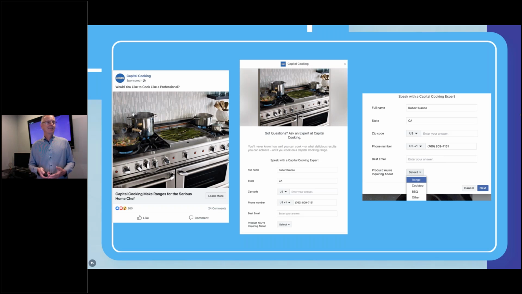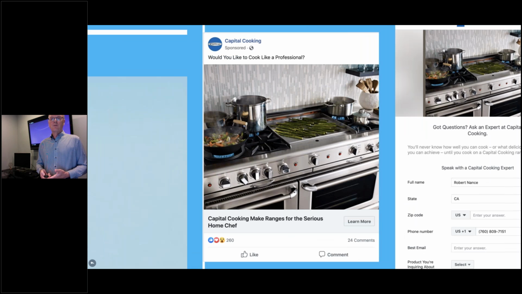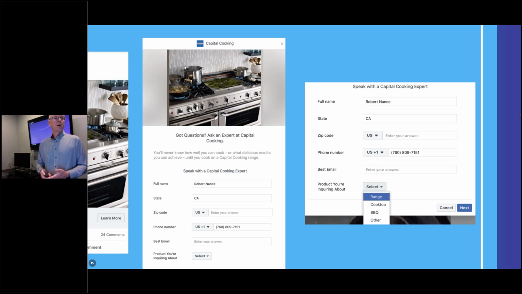Got questions? Ask an expert at Capital Cooking. Basically, if they want to speak with the Capital Cooking expert, we're asking them to give us their name, email, phone number, and also what product they're inquiring about. If we go to the last slide, it says select what you would like: a range, a cooktop, a barbecue. Which product are you interested in? And then they would submit. So that's what it looks like.